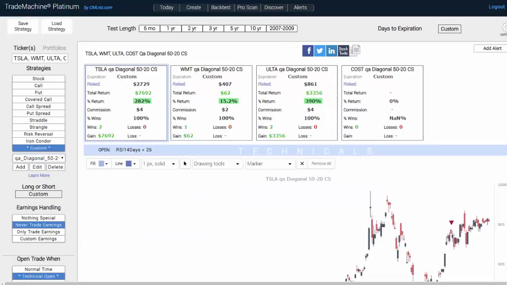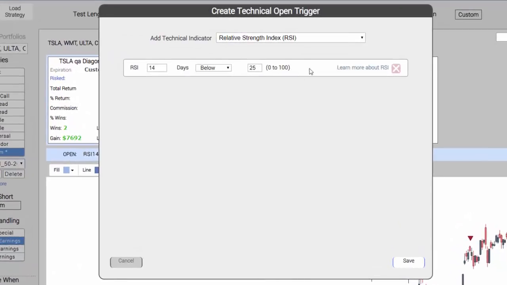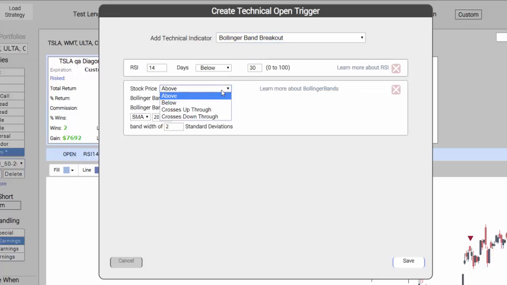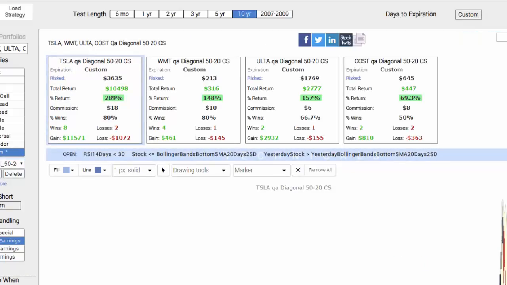Okay, I promised 3 buy the dip triggers, and I've shown only 1. Let's build another one together. I call this one the small Bollinger breakdown. We'll go to the technical open. We're going to want to see the RSI below 30 and when the stock price crosses down through the lower band of a 2 standard deviation Bollinger. And we'll look at it over the last 10 years in the same group of stocks.